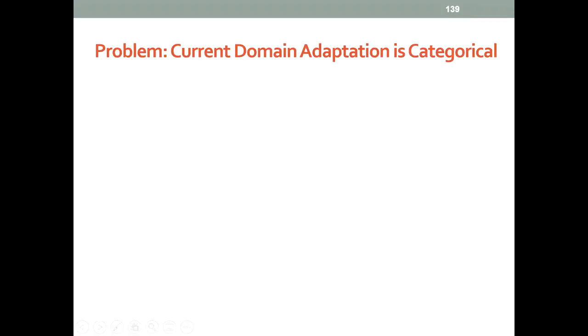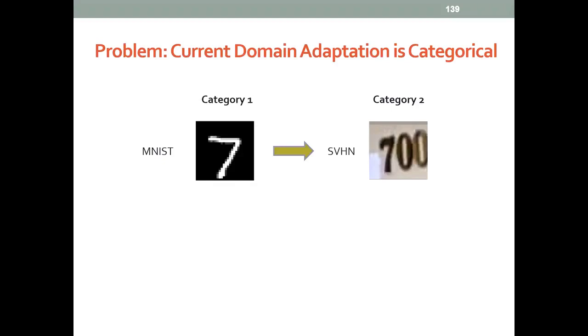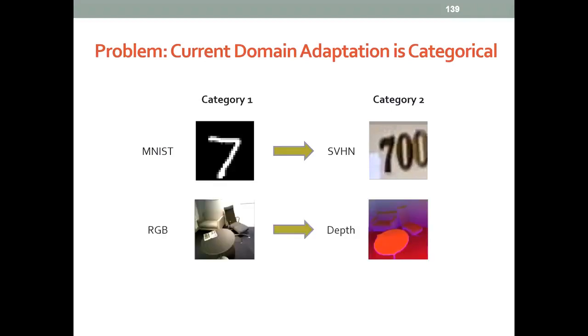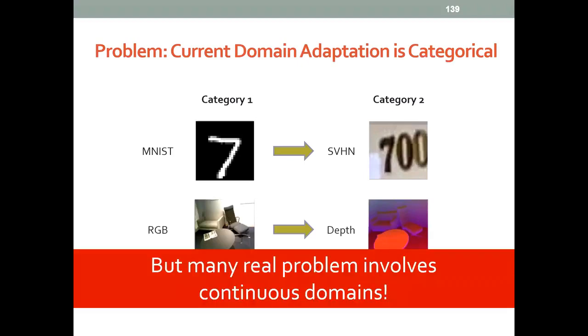But the problem is the current domain adaptation is often categorical. It only considers transferring from one category to another. For example, you may want to adapt from the MNIST dataset to the SVHN dataset, or adapt from an RGB dataset to a depth dataset. But in the real world, many problems actually involve continuous domains rather than categorical domains.